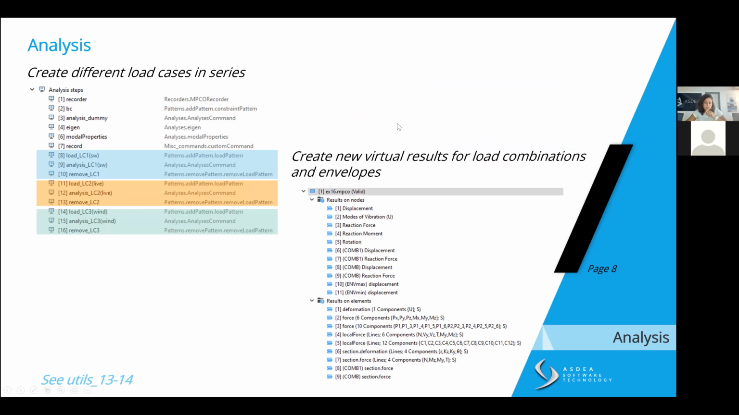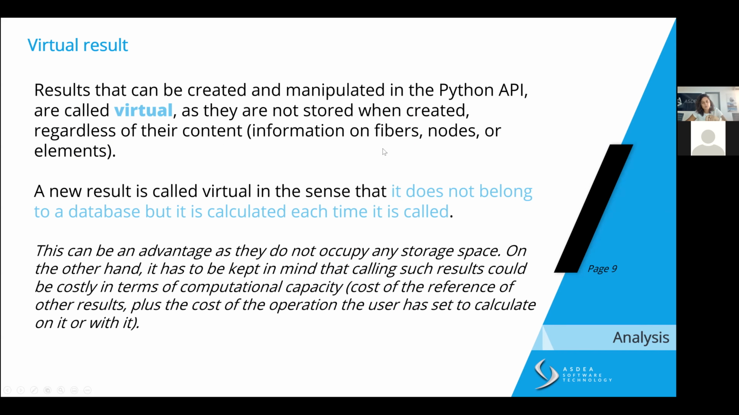What is a virtual result? We need just this one theory definition before we start with the practice. Results that are created and manipulated through the Python API in STKO are called virtual. That's because they're not stored in the database. So if you close your Postprocessor file, SPD file, and you do not save it, you will lose the created virtual result. They are virtual in the sense they're not actually real. They're not stored anywhere. They are created every time they're called in the Postprocessor. So they don't belong to a database.